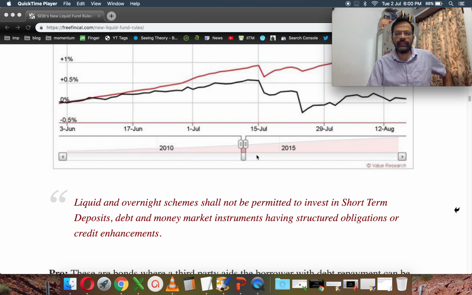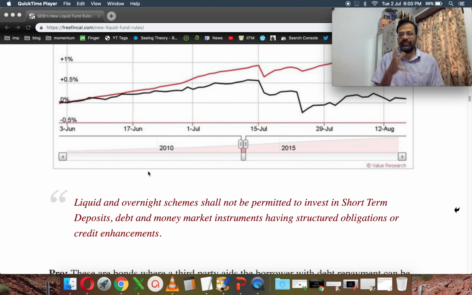Okay, it also says that liquid funds and overnight schemes shall not be permitted to invest in short-term deposits, money market and money market instruments having structured obligations and/or credit enhancements. So basically, this means, see, the debt mutual fund space has got some very complex products.